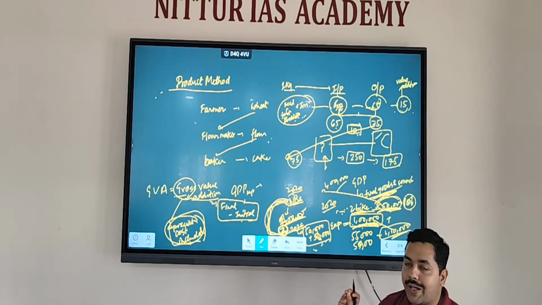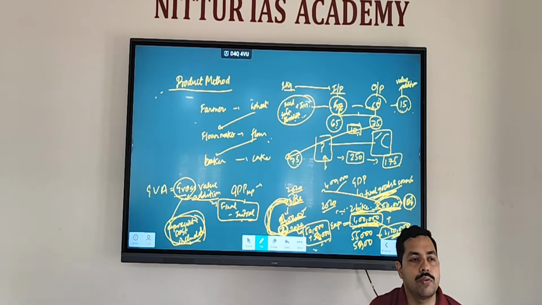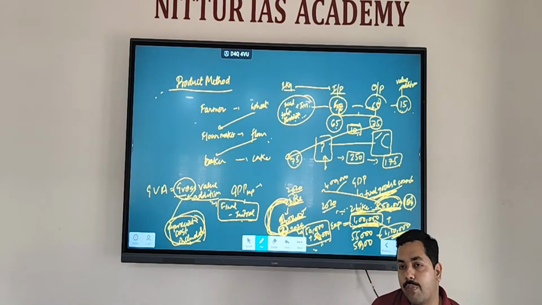So what is GVA? GVA is gross value addition. What is gross value addition? Final minus initial, whatever you are doing. That is the value addition you are doing to a product. Clear? So in this final minus initial, in the example, final would be the cake, right? So initial would be the seeds.